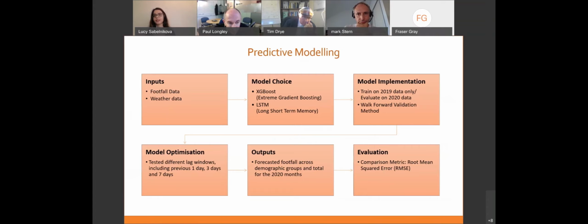What that does is it also takes 2020 data as it becomes available. So for example, if you want to predict the footfall on the 2nd of January 2020, you would take all the 2019 data and the 1st of January 2020. I further wanted to see if I could optimize the model. So this is the 1 day, 2 day, and 7 day lag, which includes the previous footfall. The outputs are just the forecasted footfall across the demographic groups and the total. And to compare these 2 models, I used the root mean squared error.